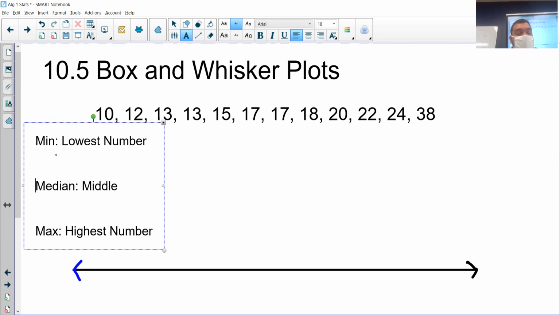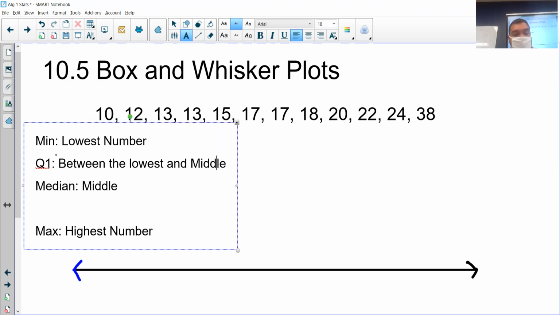Now, min and the median. From the lowest to the middle, you're going to get what we call Q1 or quarter 1. So the first quarter. What is the first quarter? The middle between the lowest and the middle. So I will say between the lowest and middle. I need to capitalize now.